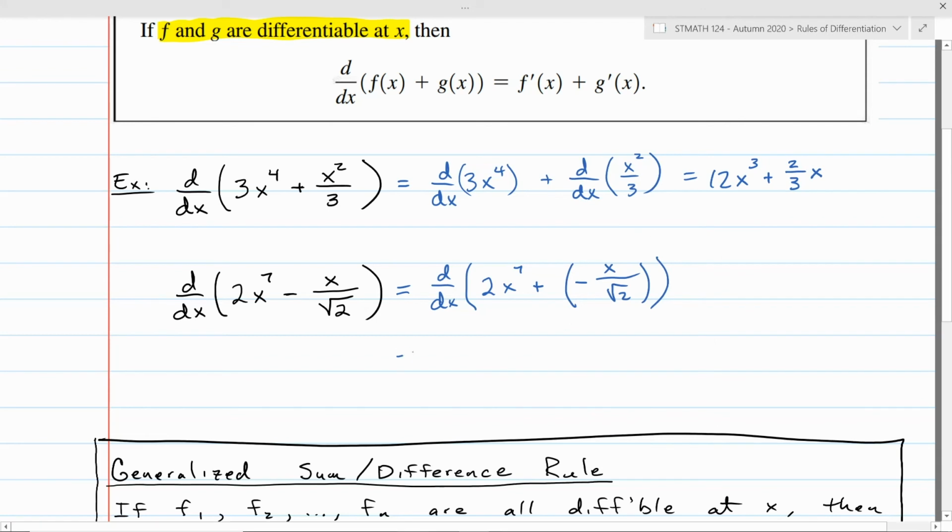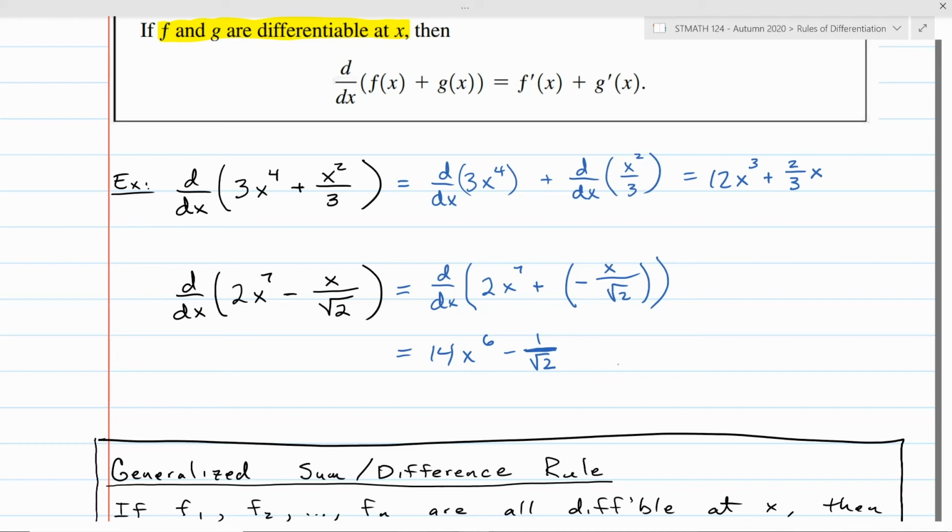And then we could just go ahead and calculate the derivatives of the two separate pieces there, and we'd get 14x to the 6th plus, and then we're going to get a -1 over square root of 2. So I'll just write that as -1 over square root of 2. And then the power on x gets reduced from 1 to... I'm sorry, it gets reduced from 1 to 0. But I'm not going to write x to the 0, because what's another way to write x to the 0? x to the 0 is just 1, right? And you usually don't go around saying times 1. So I'm just going to leave it like that.